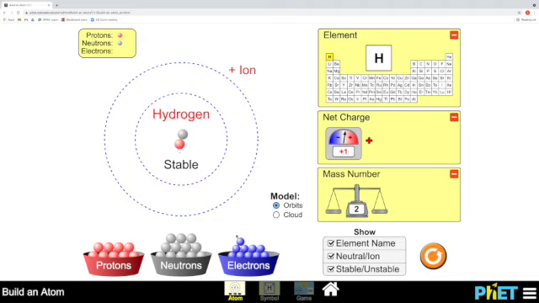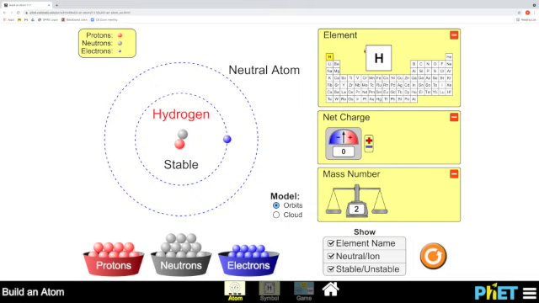But if we add an electron to the shells around outside, watch what happens. Now the whole atom becomes neutral because the positively charged proton and the negatively charged electron cancel each other out. And the neutron doesn't contribute anything to charge. So now we've just made hydrogen, the first element of the periodic table.